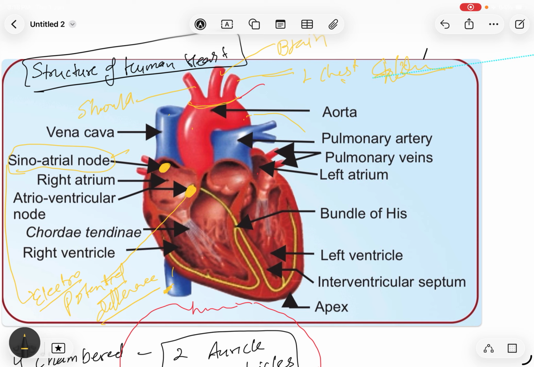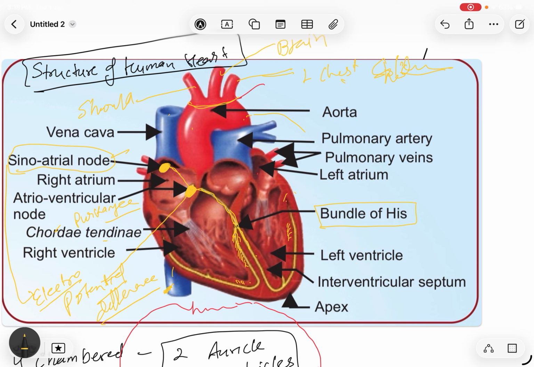This electropotential generated here is transferred to this AV part. This goes to the AV part, and the AV part is connected with small bundles, and these bundles are known as the bundle of His. And this bundle of His is further connected to small thread-like structures which are known as the Purkinje fibres. Okay, the electropotential generated here is transferred to there and then there. And these Purkinje fibres are connected to the muscles which are present in the heart.